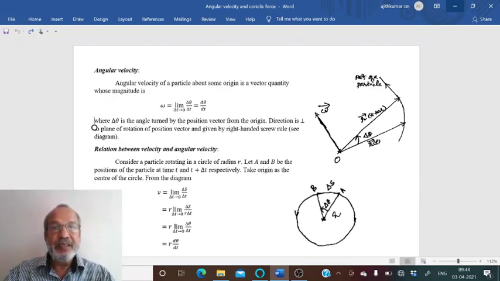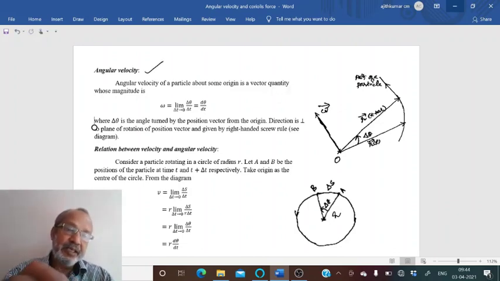In this class I will discuss angular velocity and the relation between linear velocity and angular velocity. You may not know that angular velocity is a vector quantity. So in this class I will derive a vector relationship between linear velocity and angular velocity. First is the definition of angular velocity.